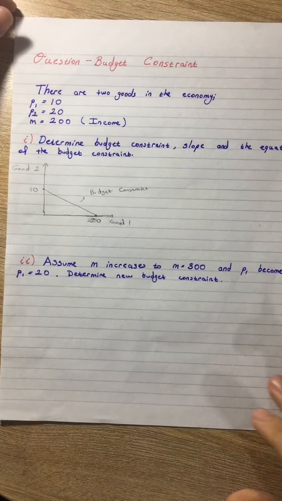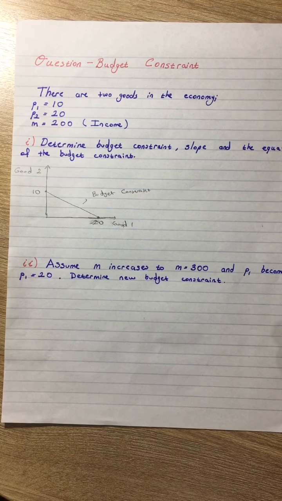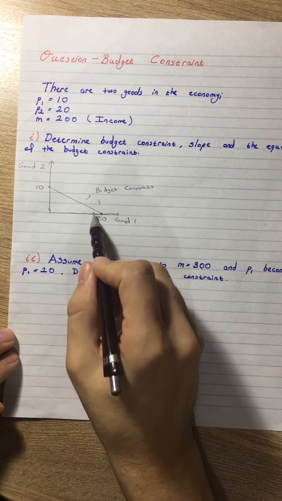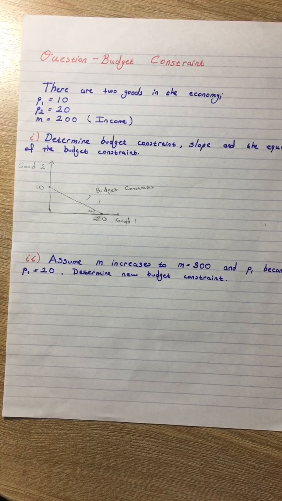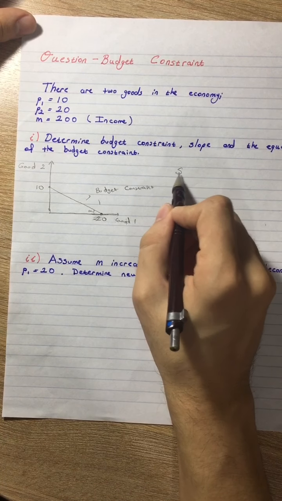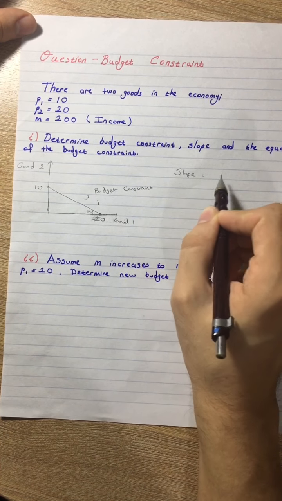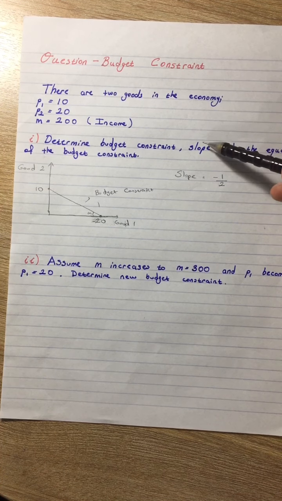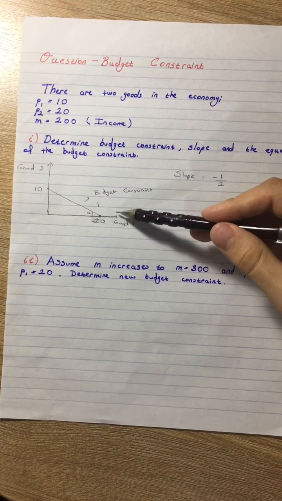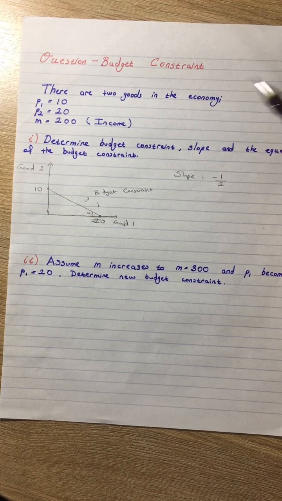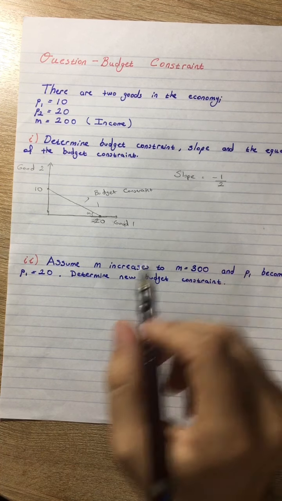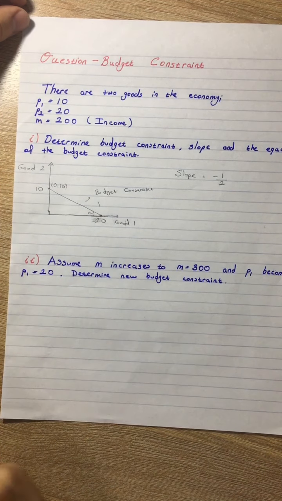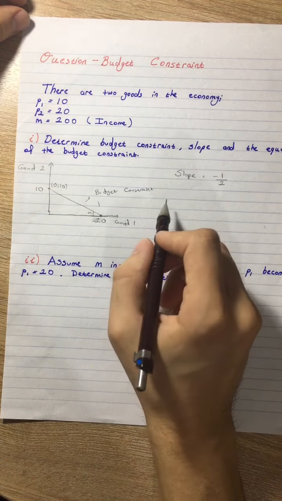To find the slope, we can use basic mathematics and find the tangent of the curve. If we find the tangent, the slope is equal to -1/2. This is our slope. We found the slope, we found the budget constraint, the only thing left is the equation of this budget constraint. To find the equation, let me take a point here and again use basic mathematics.